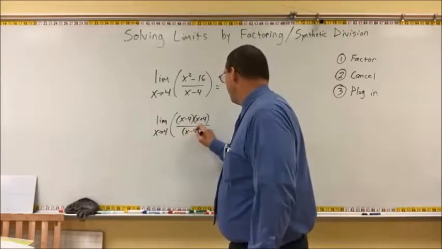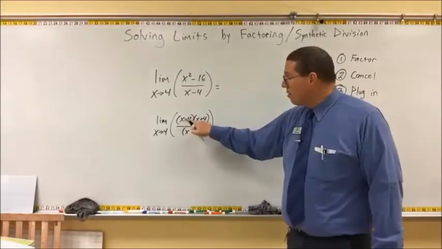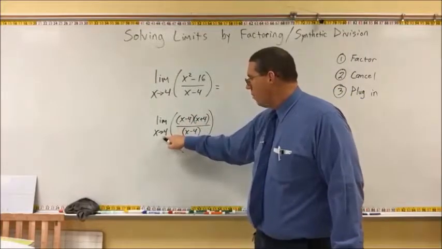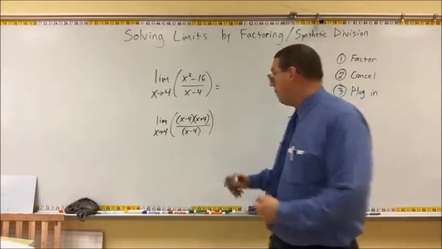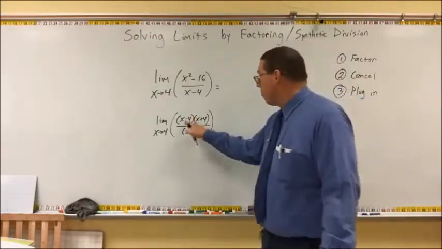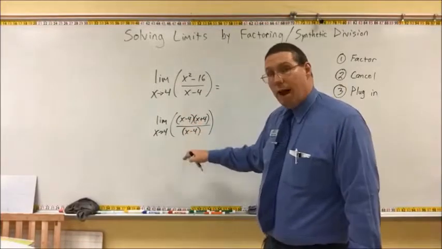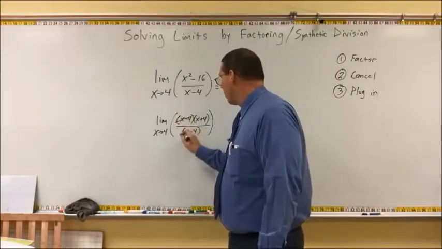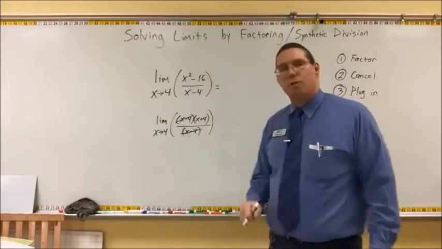And so sure enough, look, there it is. There's the x minus 4. That's the thing that's causing the numerator to equal 0 when we plug the 4 in. So step 1, factor, we did that. Step 2, cancel. Now that we can see an x minus 4 in the numerator and the denominator, they divide each other out. They can be canceled.